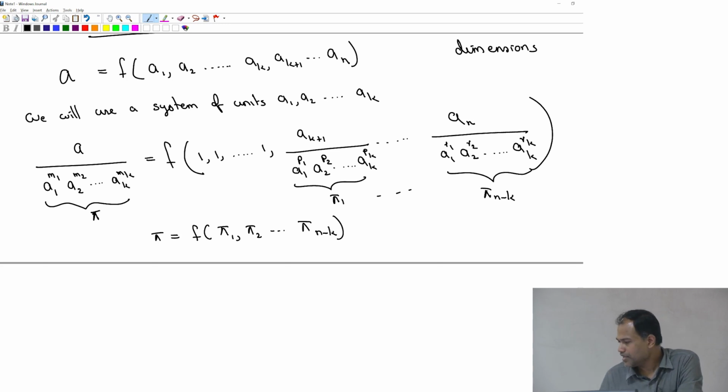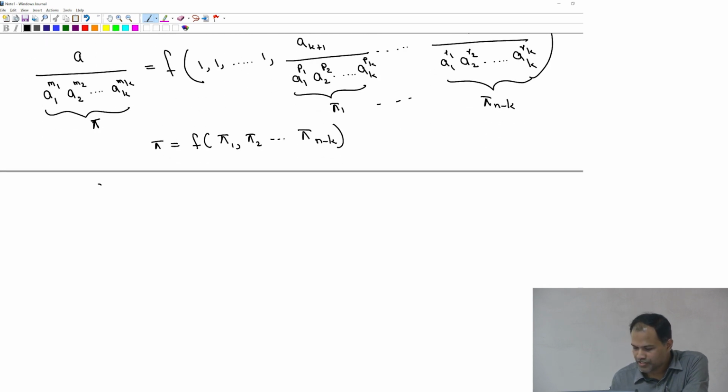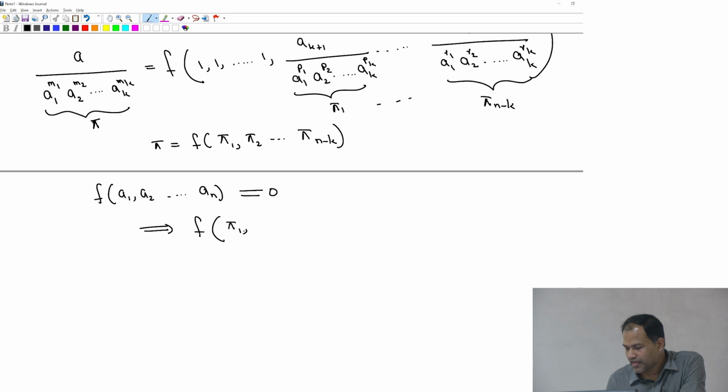Okay, or another way of looking at it is, if your function originally was f of a1, a2, etc. up to an is equal to 0, you would have equivalently written it as also a function of pi 1, pi 2, etc. up to pi n minus k equal to 0. So that's what essentially the Buckingham pi theorem is. Is it clear? Any doubts?